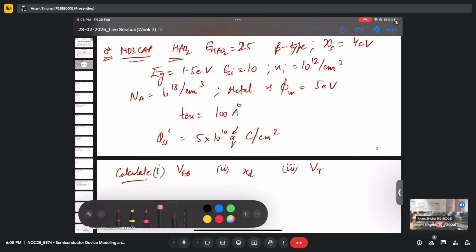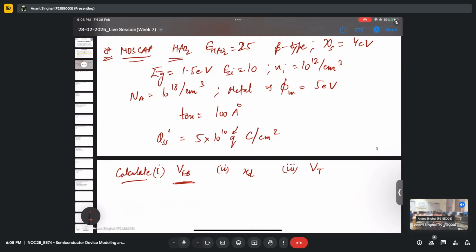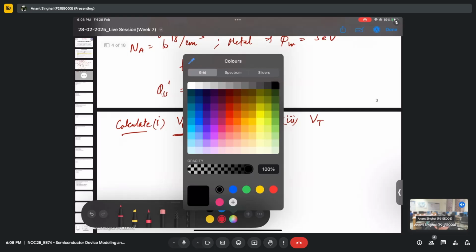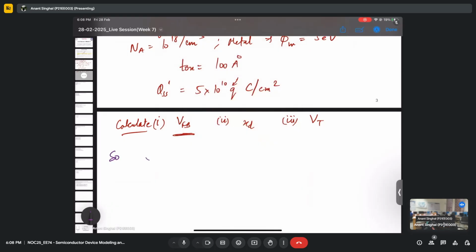So we'll start with the VFB. Quickly let me know what will be the VFB and how you will calculate it. I can write a formula for that. We have already discussed. So the formula, if you remember, was nothing but the difference between the metal work function and the semiconductor work function, and if there are any charges, then minus QSS dash by Cox.